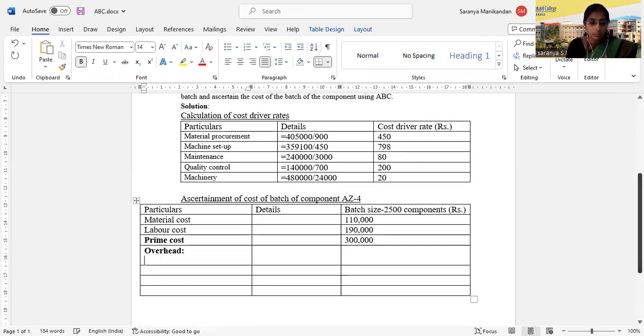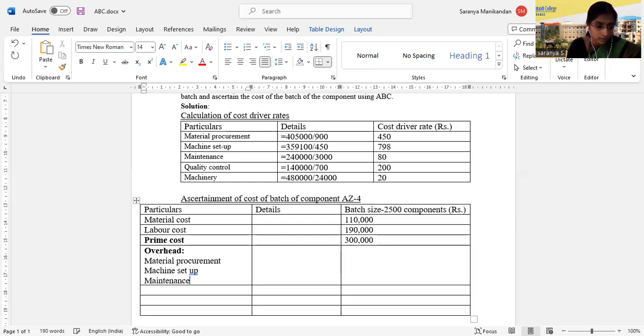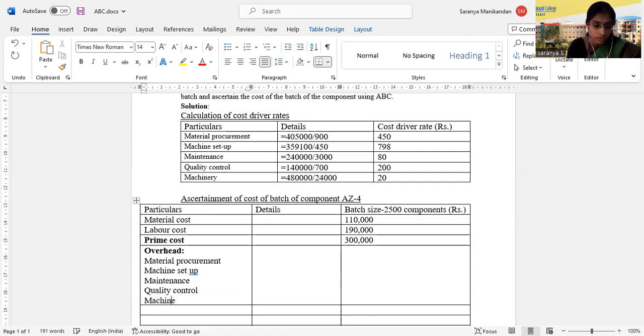Then next we will add all the overheads, one by one. The same items: we have material procurement, machine setup, maintenance. First we'll write everything. Then we have quality control, then we have machinery. When we add this, it will be called total cost. Now, how to find out this? The calculation we can do here.